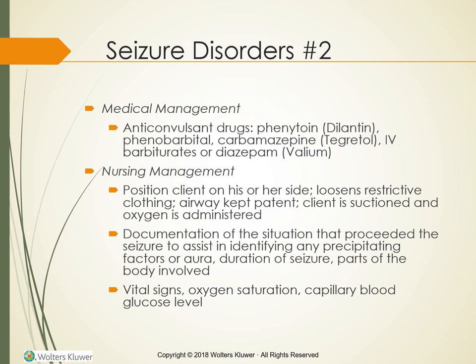In the event that a seizure occurs, the nurse positions the client on his or her side and loosens restrictive clothing. The airway is kept patent. The client is suctioned and oxygen is given. The mouth is inspected for injuries to the tongue, teeth, and buccal cavity, which is the cheek. If the client is incontinent, the nurse cleans the client and changes clothing and bed linen. Documentation includes the situation that preceded the seizure to assist in identifying any precipitating factors, the duration of the seizure, parts of the body involved, vital signs, oxygen saturation, and capillary blood glucose level if indicated.